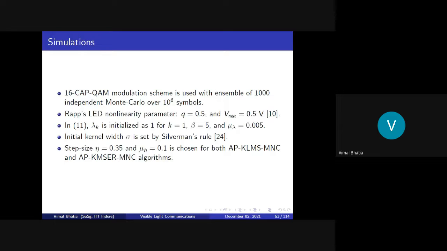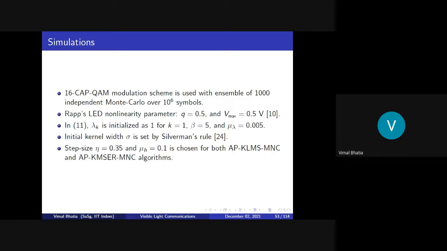Now, a 16-QAM modulation scheme is used with an ensemble of 1000 independent runs to get good averaging and smoother curves. The LED nonlinearity parameters are 0.5, and we mix, again given in one of the references that we have chosen, I think it should be from the manufacturer's data sheet.